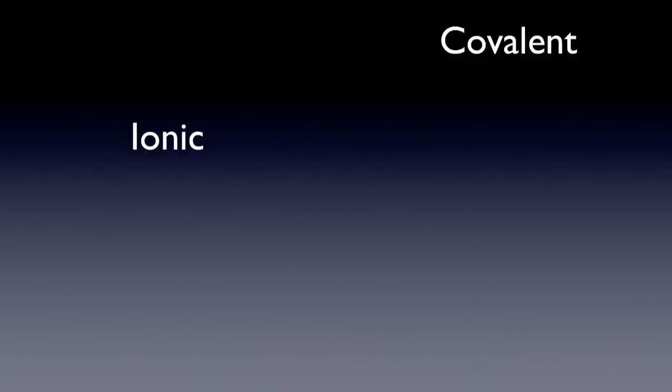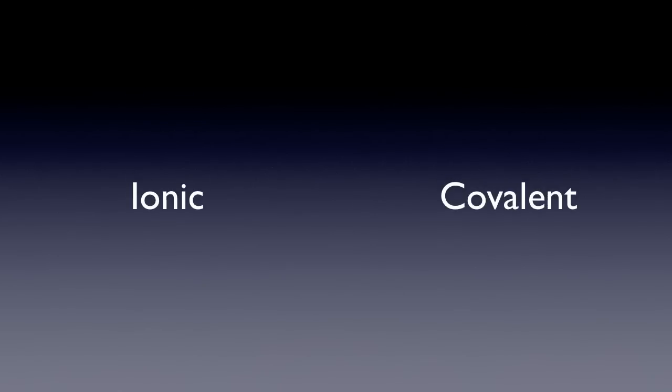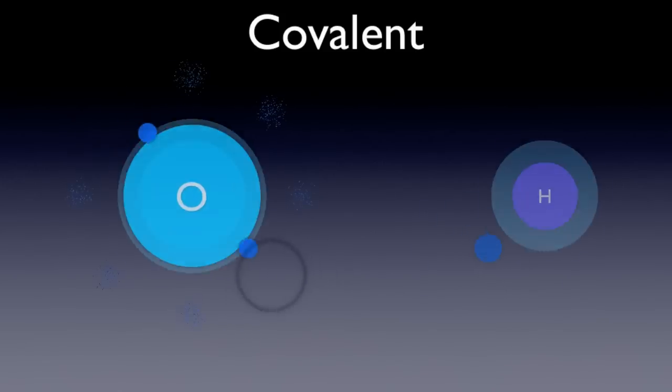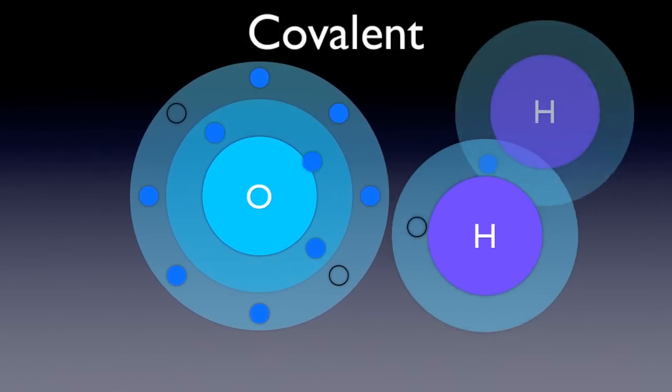There are also covalent bonds. Unlike ionic bonds, when an atom gives or takes an electron from another, covalent bonds are created when atoms share electrons with one another. Take our friends oxygen, hydrogen, and hydrogen's identical twin.